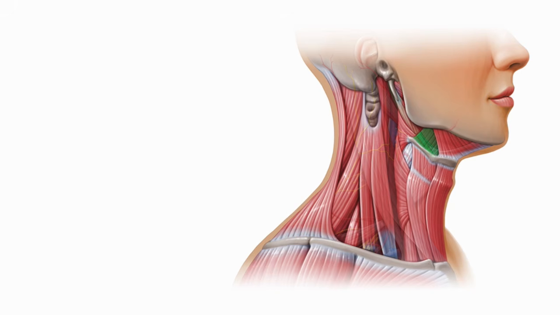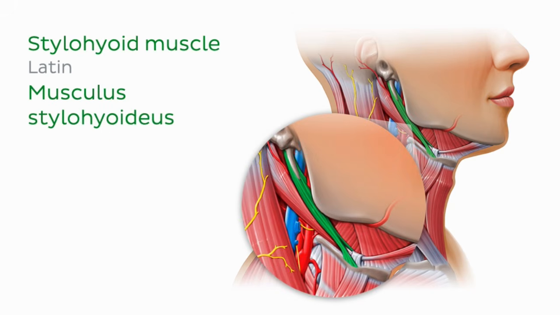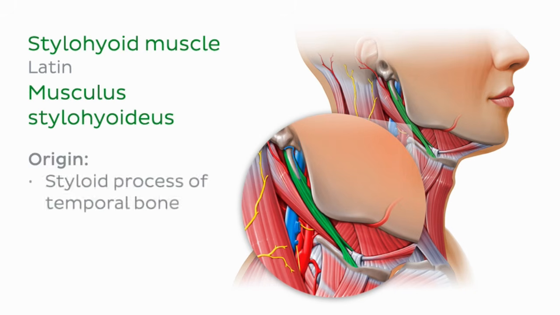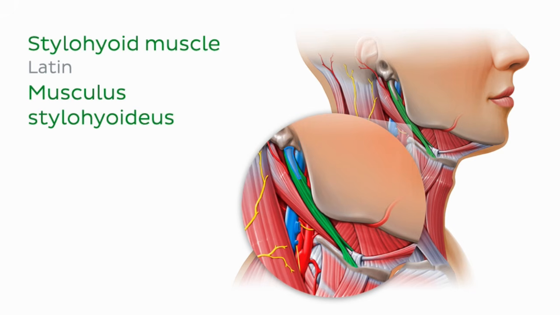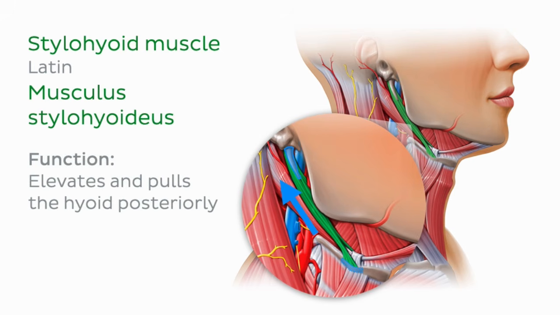The final suprahyoid muscle we'll look at today is called the stylohyoid. Do you have any idea where this one originates? Yep, like the stylohyoid ligament, it arises from the styloid process of the temporal bone. It's also nicely visible from a lateral view, as it travels anteriorly and inferiorly to insert on the body of the hyoid at its junction with the greater horn. This muscle elevates and pulls the hyoid posteriorly.